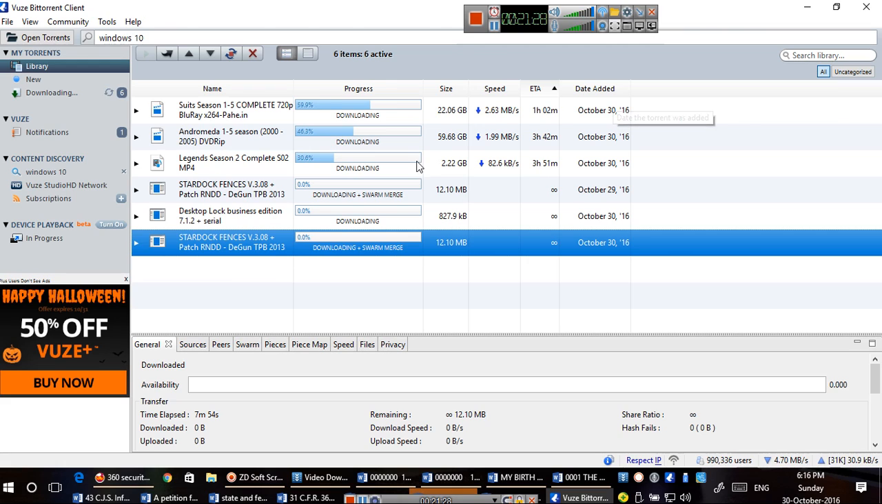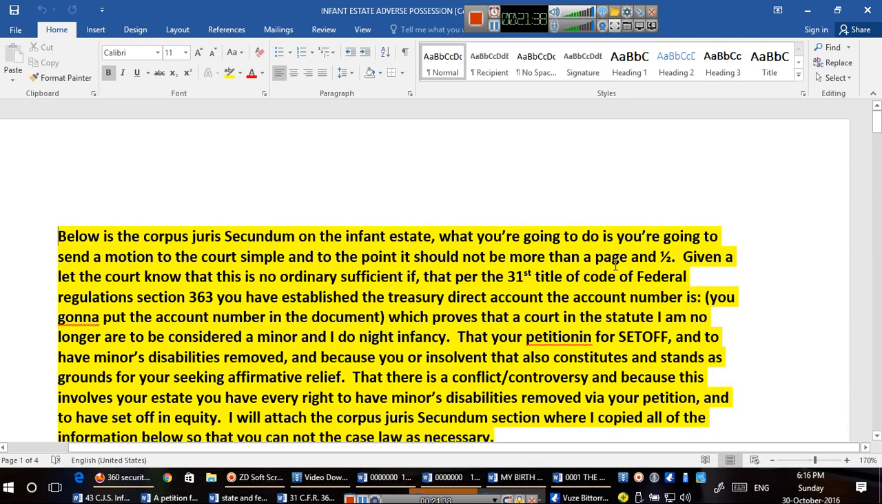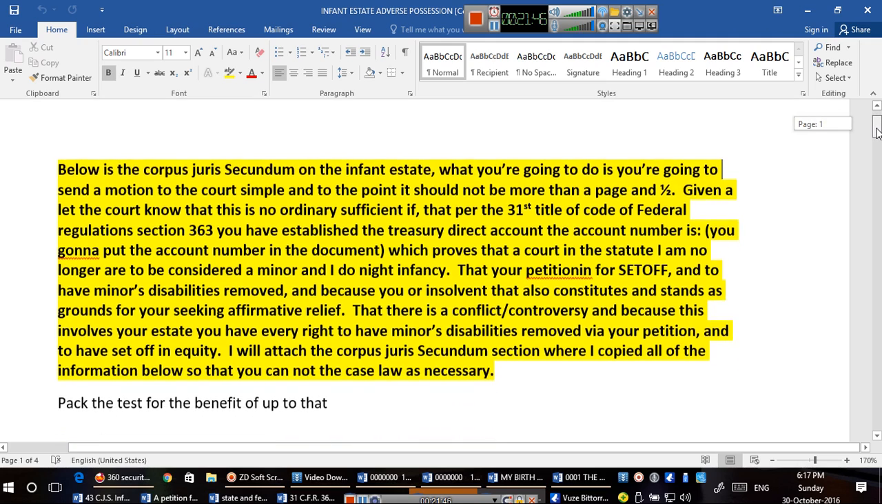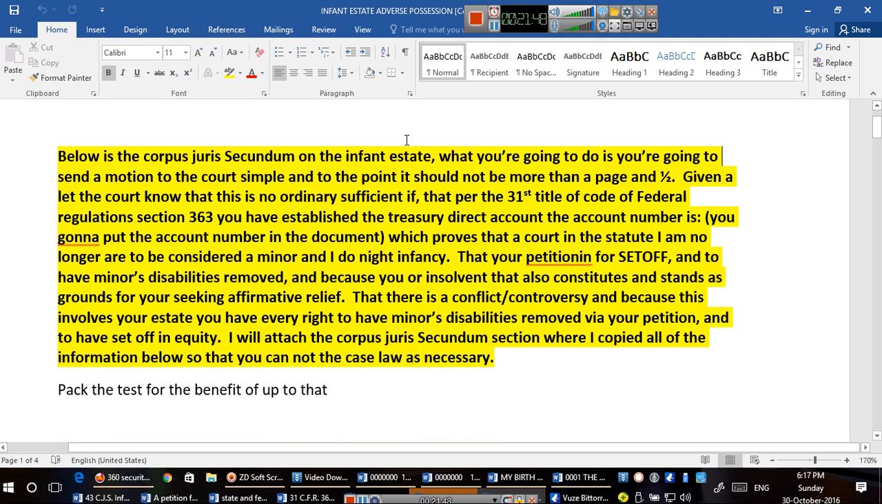And I let it work in the background while I do my work. I don't have to pay attention to this. This is not for me to pay attention. I let it work in the background. But I typed in Microsoft Office Word, and that's what it gave me. This is another one of the infant adverse possessions. And notice what I said. Below is Corpus Juris Secundum on the infant estate.